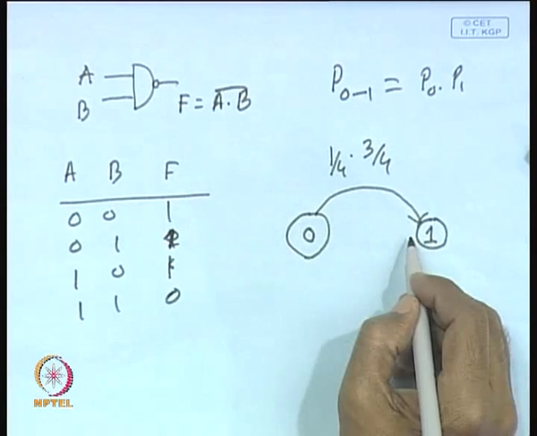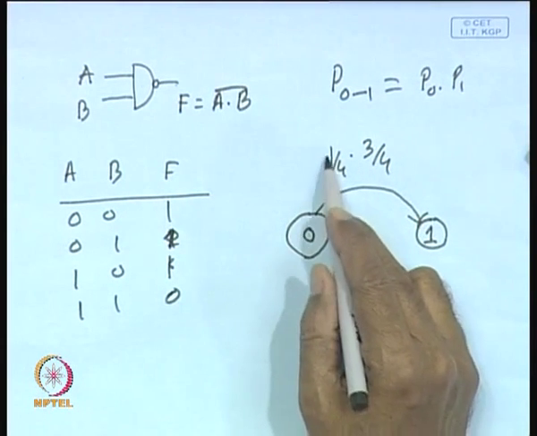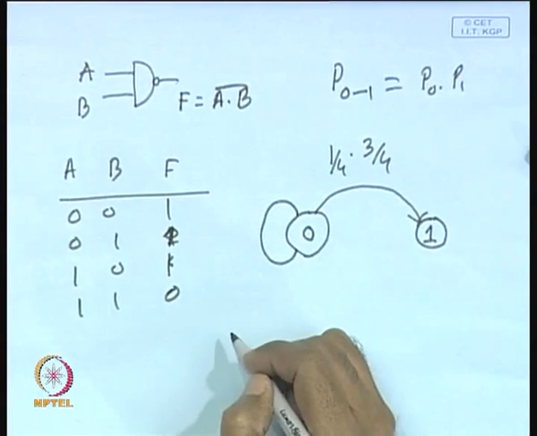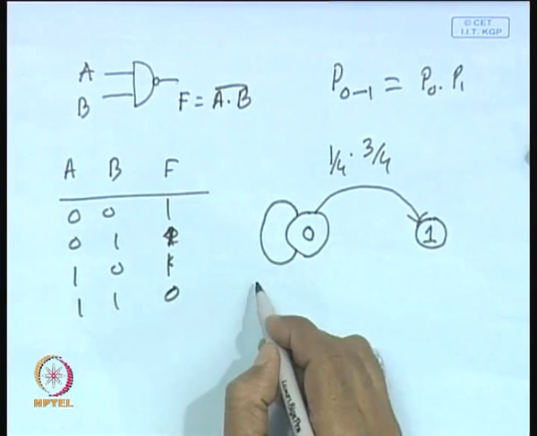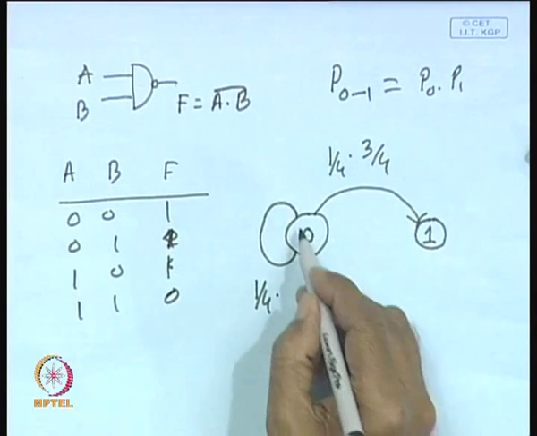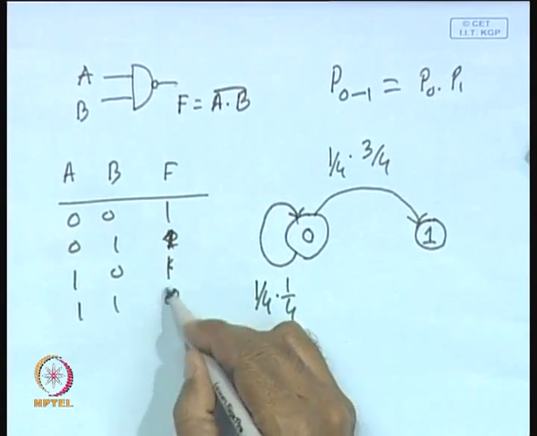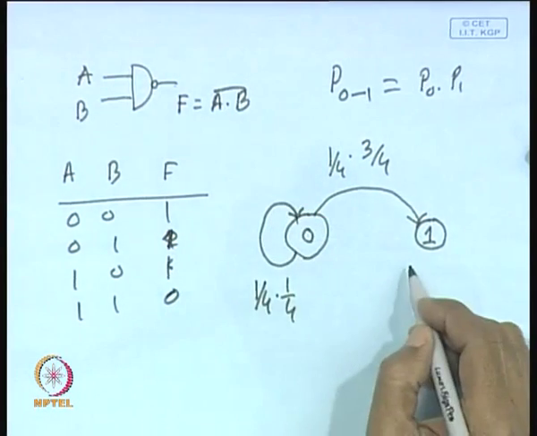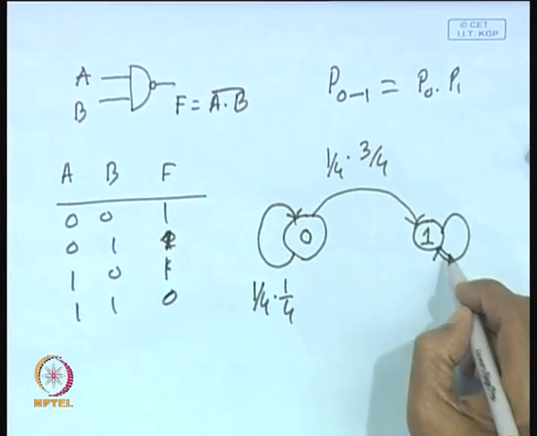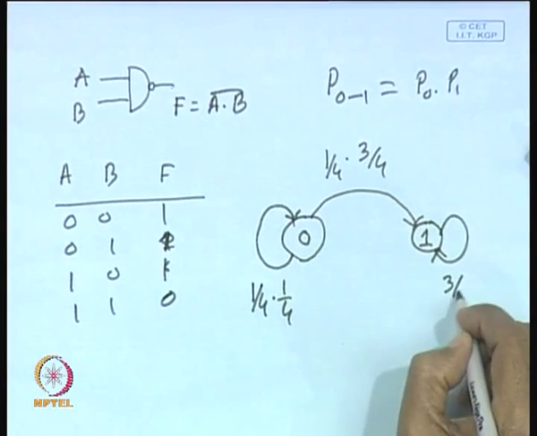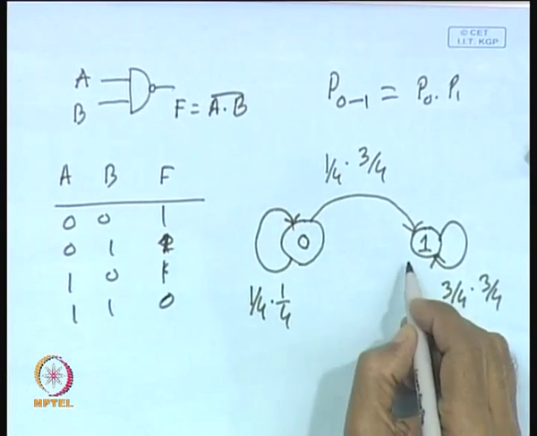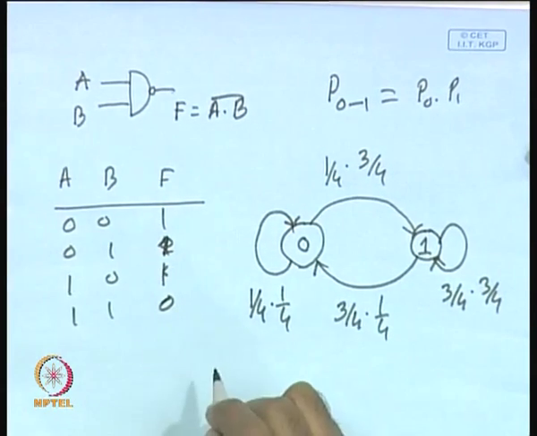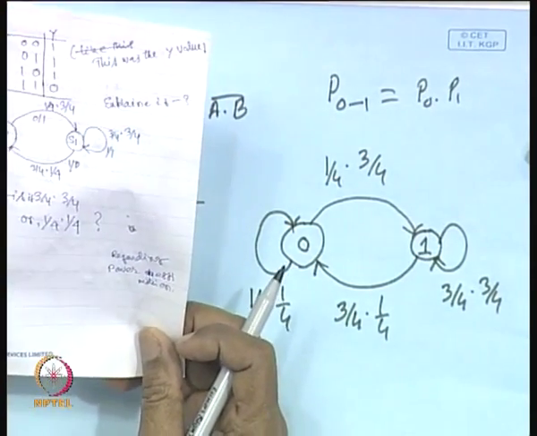Okay. So, this is the probability of 1 and probability of 0, of remaining in 0. Now, what about this probability 0 to 0? Here you know it has got only one 0, and again the probability of going to 0 is 1 by 4, so out of 4 possibilities. So, this is the probability that the output will go from 0 to 0. Similarly, from 1 to 1, the probability will be 3 by 4 into 3 by 4. Similarly, from 1 to 0, the probability will be 3 by 4 into 1 by 4. So, I believe this is what the question is.